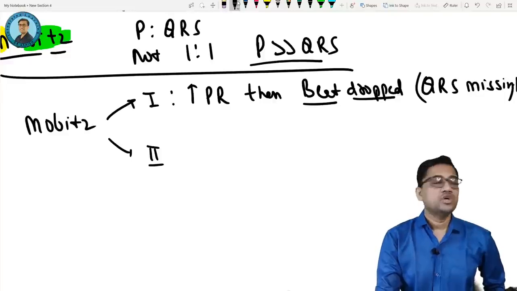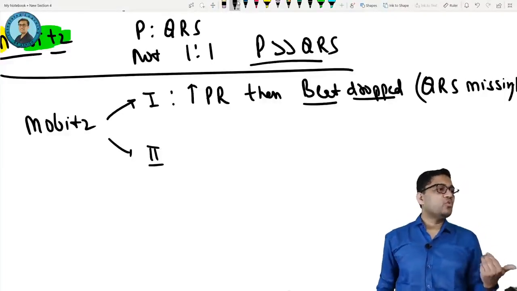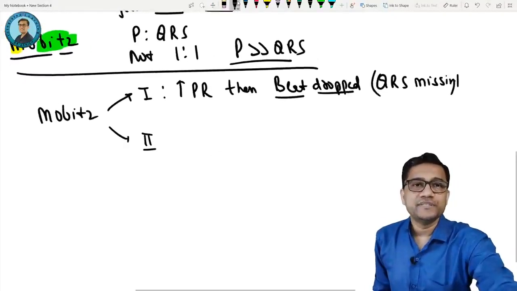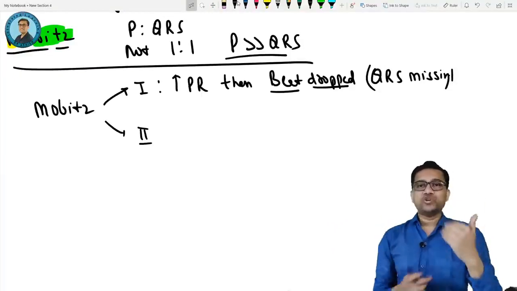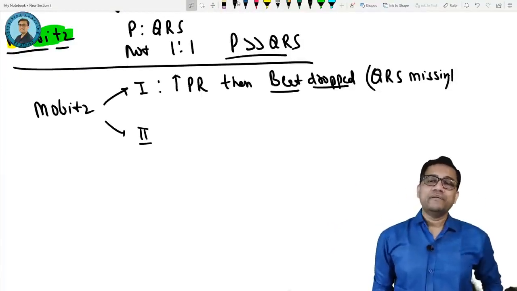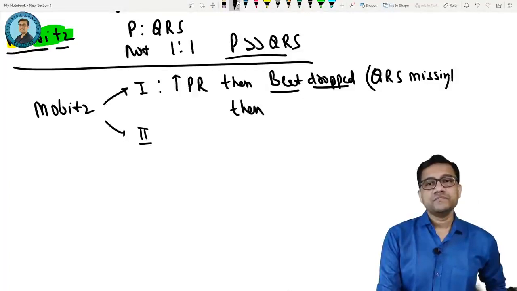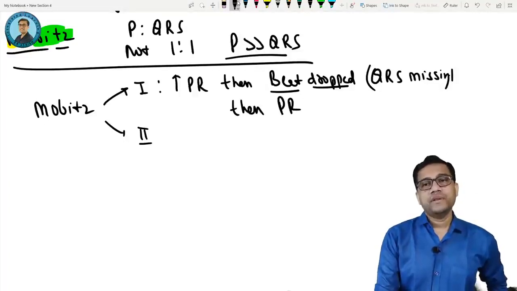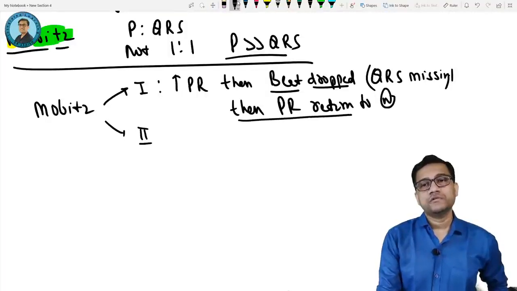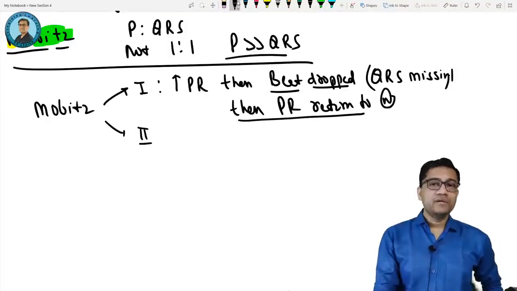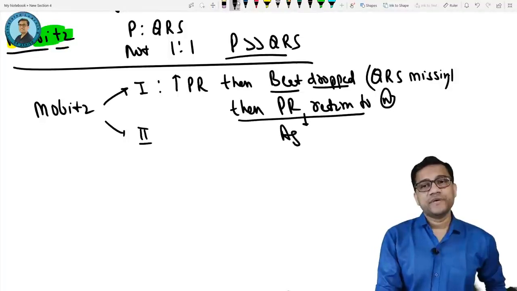Are you clear? So the beat is dropped and the QRS is missing. I hope it is clear. Okay, and what happened then? PR is normal, it returns to normal, and then again the PR increases.